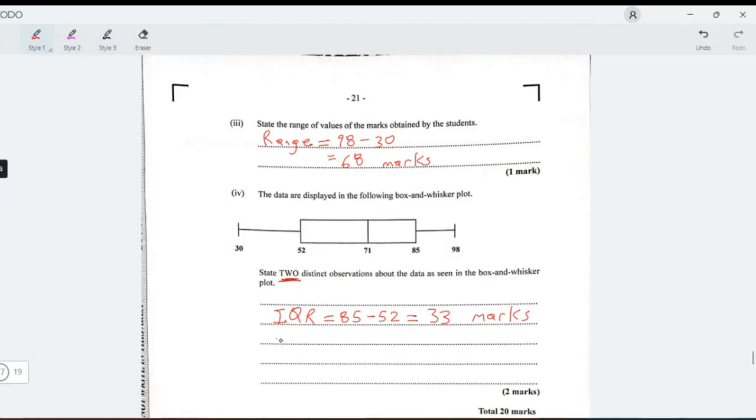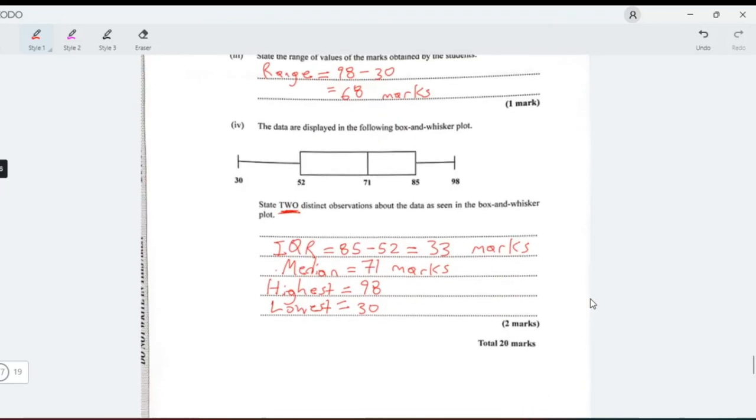Then another distinct observation we identified was the median is equal to 71 marks. Maybe we can tell them that the highest is 98, the lowest is 30. Just to tell them a few, right? We told them 1, 2, 3, 4 distinct observations, right? That is the box plot.